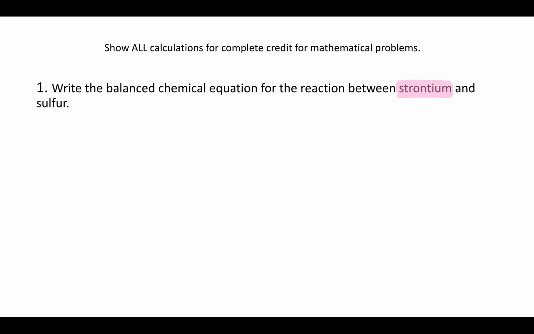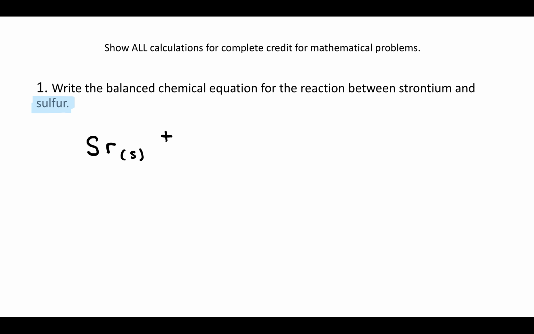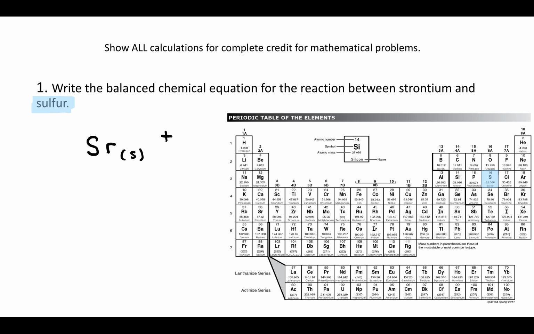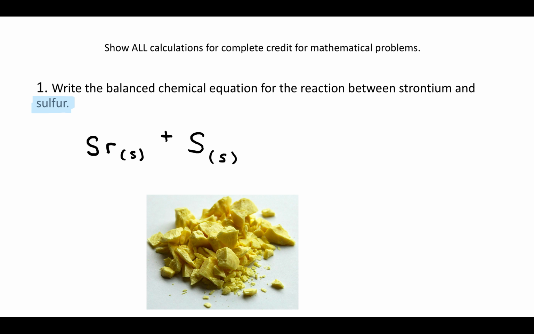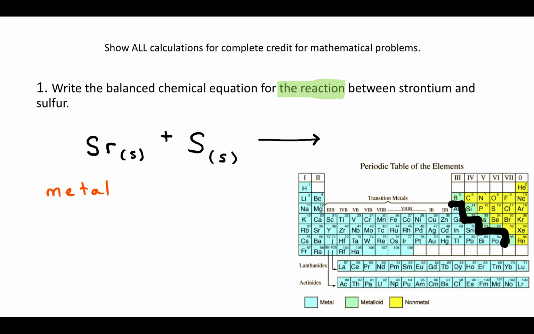So the question says to write the balanced chemical equation for that reaction between strontium, which if you look on the periodic table has the symbol Sr and is a solid, and sulfur, which has the symbol S and is also a solid. So the reaction between those two, we have to figure out how they combine. To do that, we need to know whether the two elements will combine as an ionic compound or as a covalent compound. Ionic compounds are metals and nonmetals, and covalent compounds are two nonmetals.